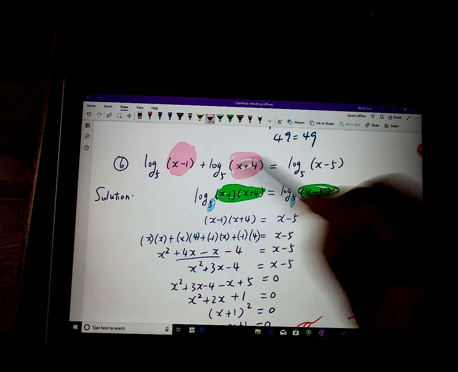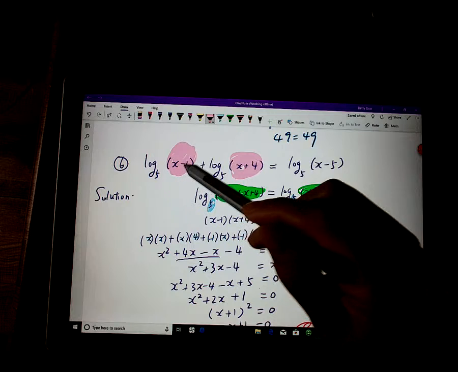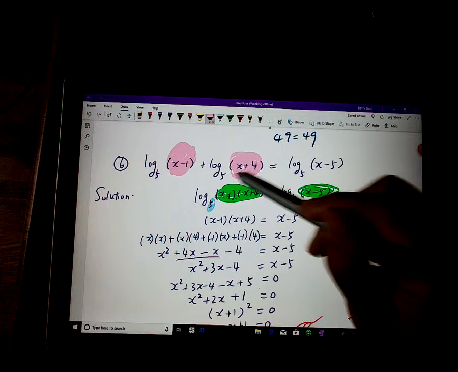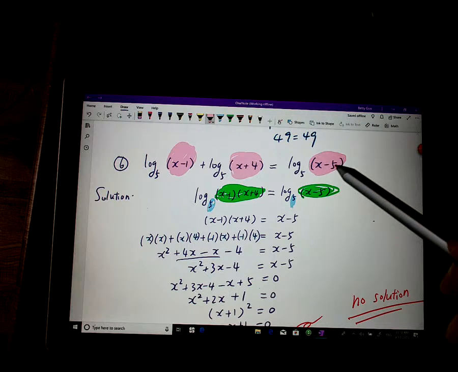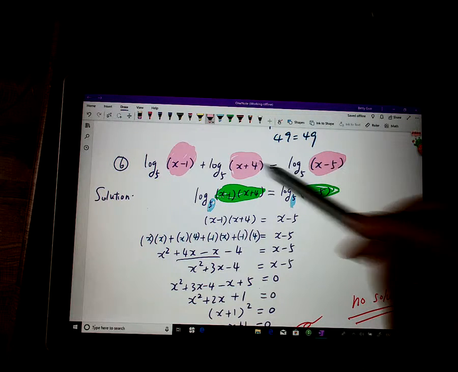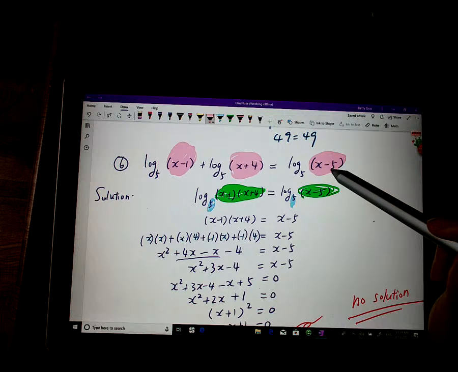The argument of a logarithm has to be positive. So x minus 1 has to be positive, x plus 4 has to be positive, and x minus 5 has to be positive. That means we have restrictions on the variable x in the very beginning, in the equation.